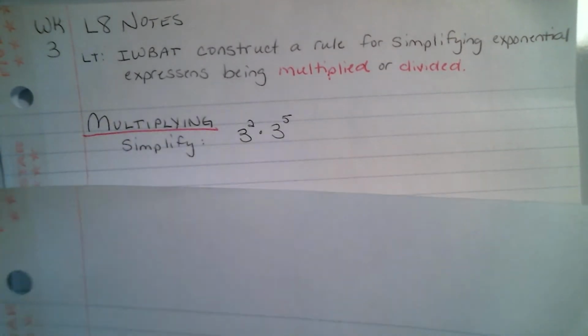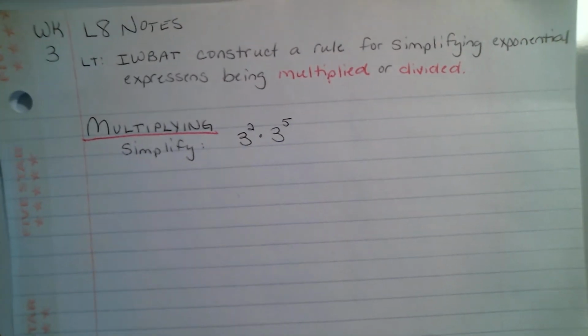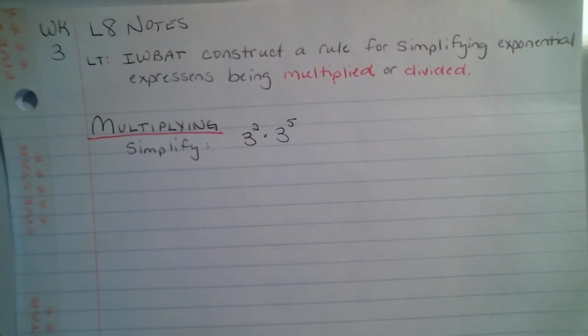So let's say you're given 3 squared times 3 to the 5th, so we are multiplying. Usually you'll be asked to simplify that.